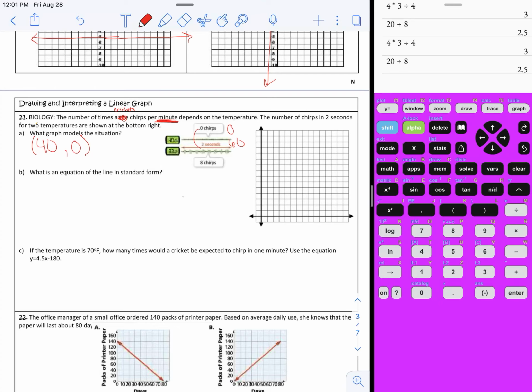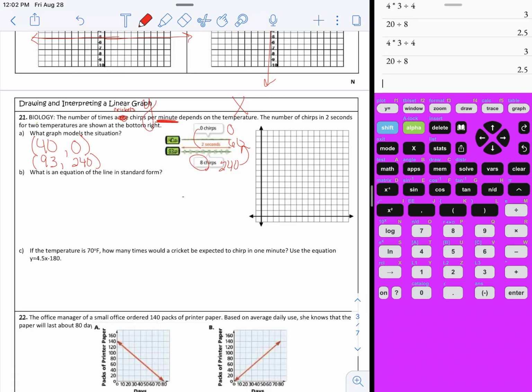That's why right here it says 1 minute. So 60 seconds. So 8 chirps in 2 seconds, multiply that by 30, that's going to be 240 chirps in 60 seconds. So if it's 93 degrees, we're going to hear 240 chirps in a minute. So we had to change those to chirps per minute. That was sneaky. And it said the number of times they chirp is dependent upon the temperature. That makes the temperature X and the chirps Y.